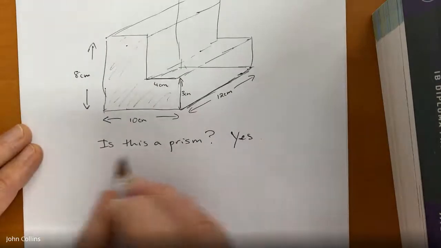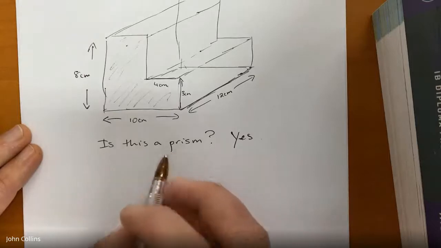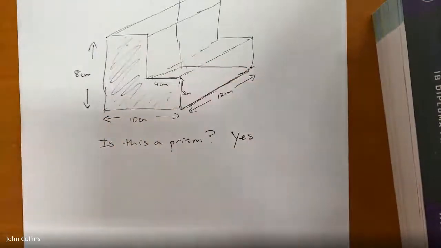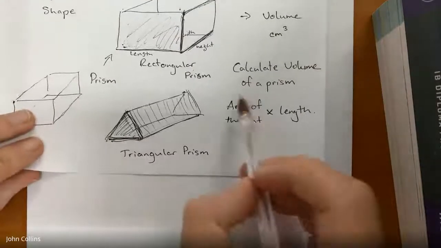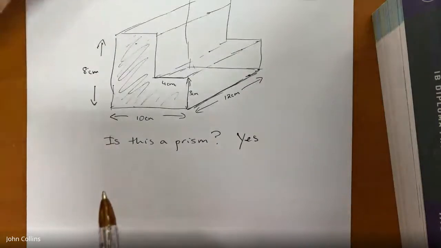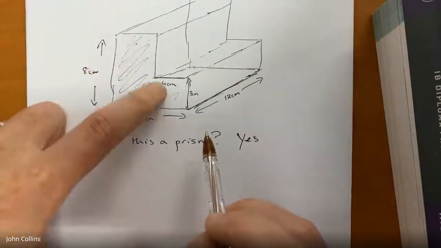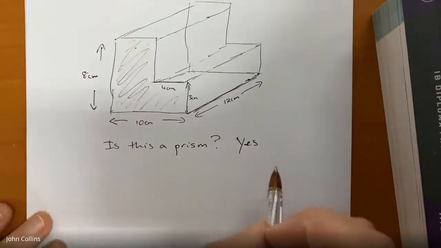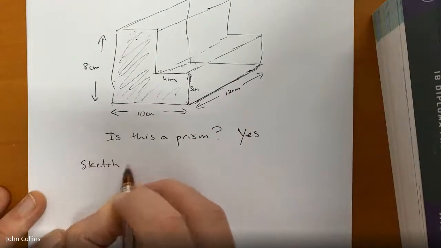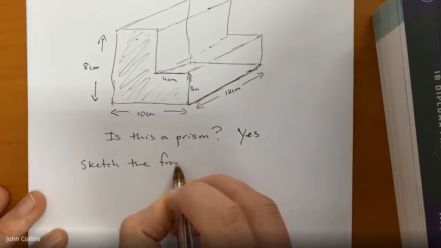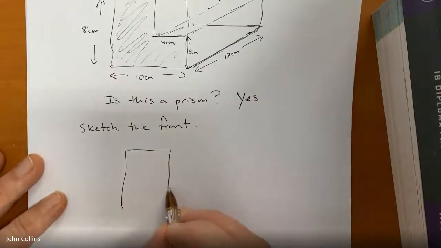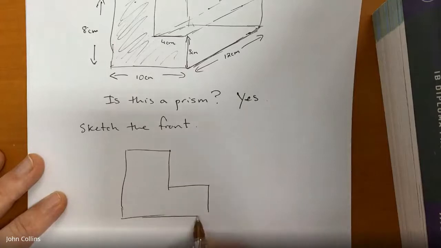Okay, so I am getting the volume of this. In order to get the volume, I need to get the area of the front bit. If we remember what our formula was, get the area of the front bit and multiply it by its length. Okay, so this is not a rectangle, so I have to break it up. So I'm going to take out the front bit and just look at it, and make sure I can get the area of it.